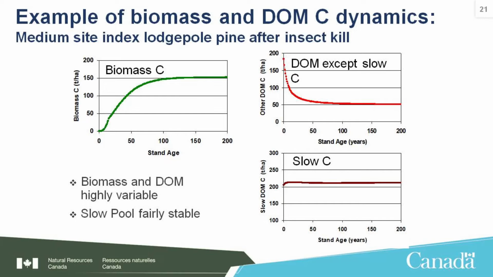This slide shows an example of how the dynamics of the various pools in a lodgepole pine stand might react following mortality resulting from an insect pest disturbance. As can be seen, the biomass slowly begins to recover as the stand regrows over time. The DOM starts off high as a result of the mortality of the stand, where most of the trees are left as snags, and they slowly decompose into the various other DOM pools over time or to the atmosphere, and the slow pool remains relatively stable.